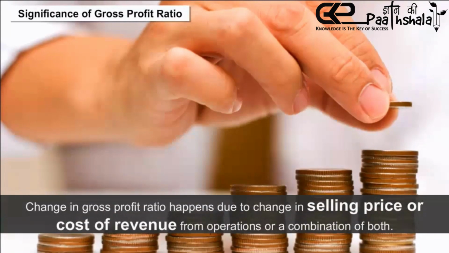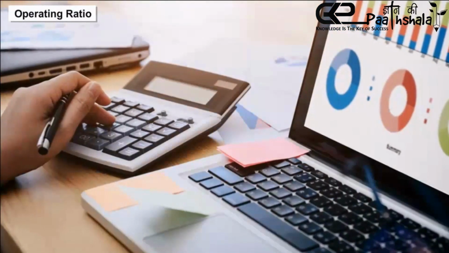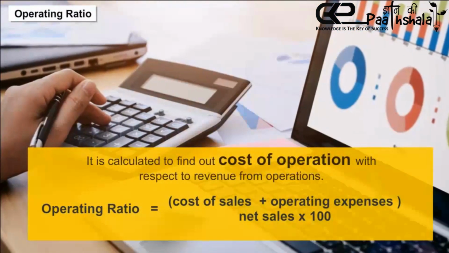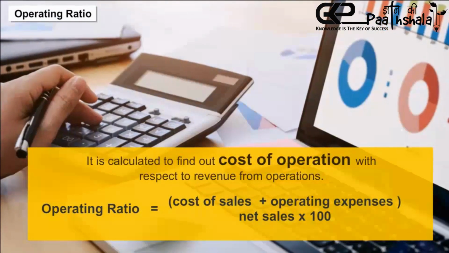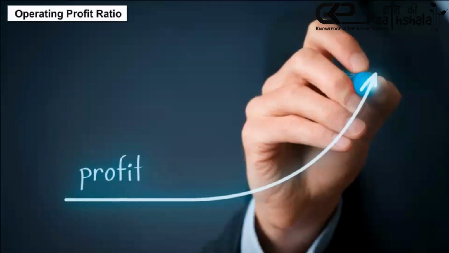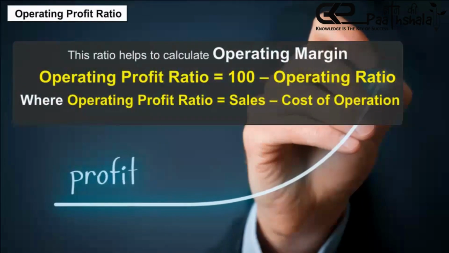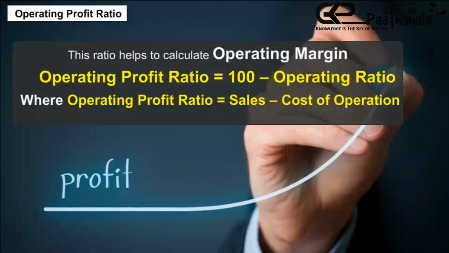Operating ratio. It is calculated to find out cost of operation with respect to revenue from operations. Operating profit ratio. This ratio helps to calculate operating margin.